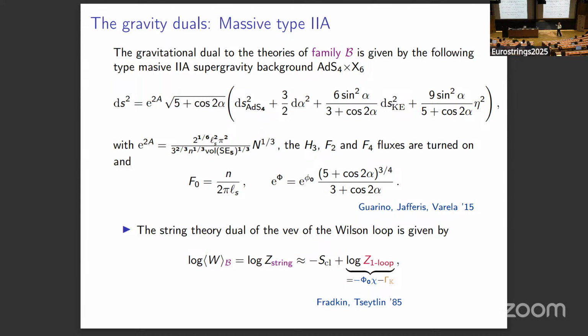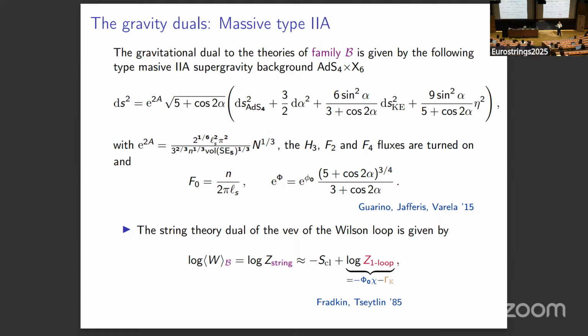You see here, again, you have a Kähler-Einstein metric, you have your eta, and your dilaton is, of course, not constant, as was mentioned also in previous talks, because you have this warp factor in front, and you have this Romans mass turned on, which you can see explicitly depends on the sum over your Chern-Simons levels. Now, the string theory dual of the vacuum expectation value of the Wilson loop is just given by the partition function of the string.